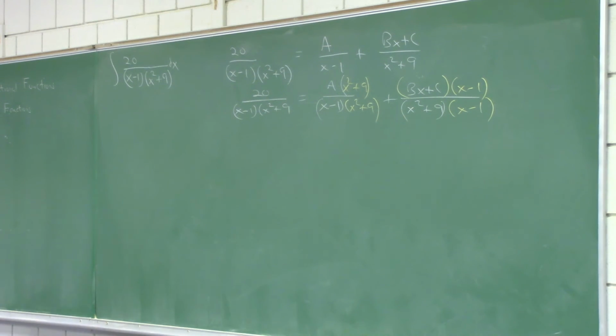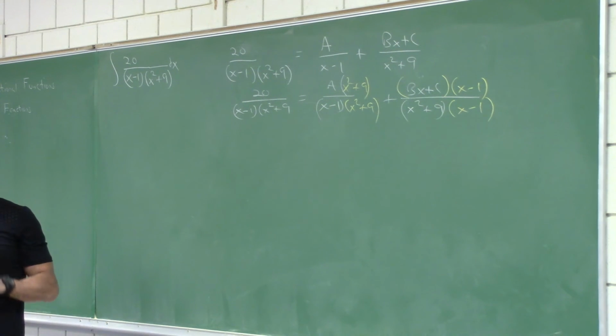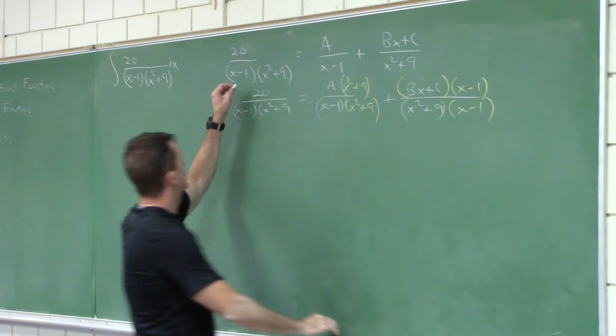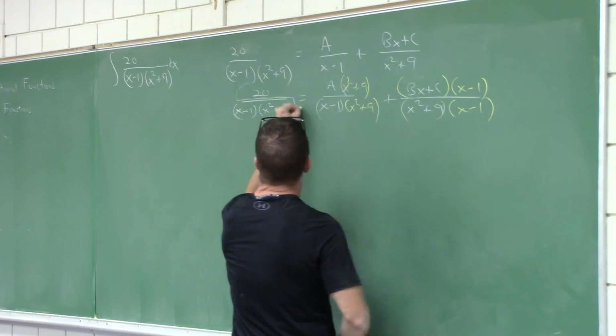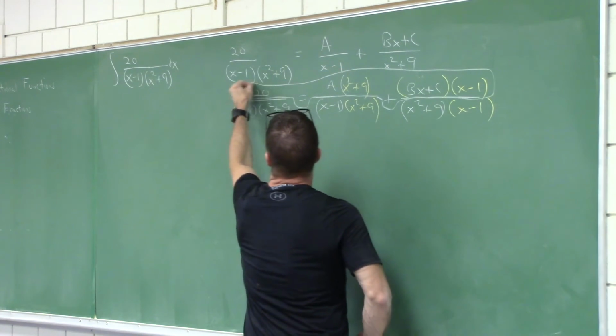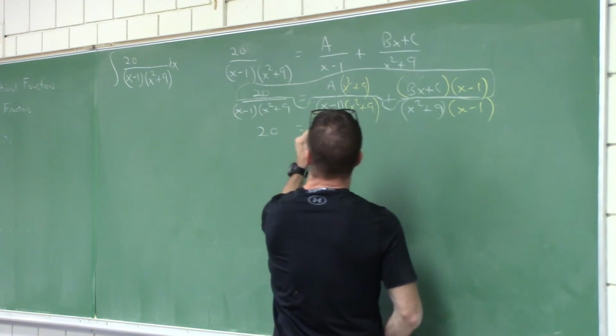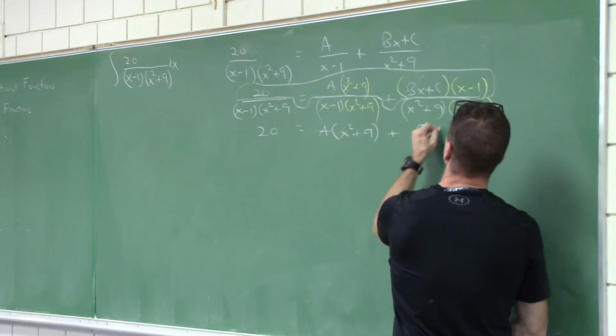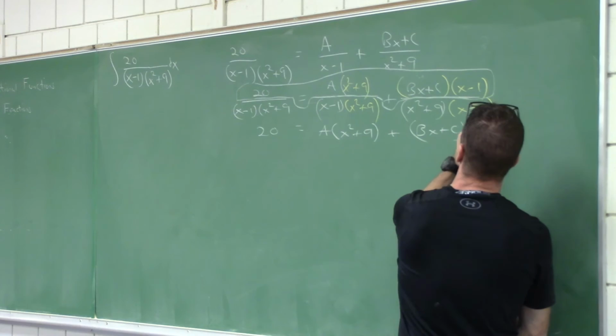Our goal is just to find letters A and B and C. But look it over, all the denominators are the same. Our focus is now the numerator. Here's our focus, just this. I'll write it again: 20 equals A times x squared plus 9, plus bx plus c, times the x minus 1.